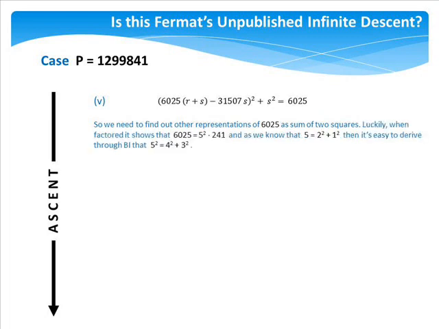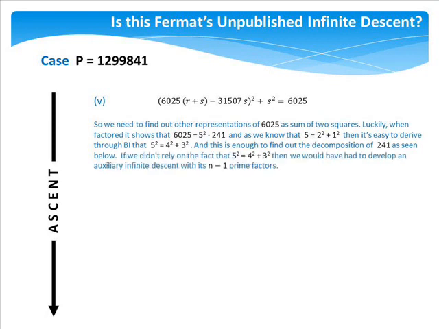Luckily, when factored, it shows that 6,025 equals 5 squared times 241. And as we know that 5 equals 2 squared plus 1, then it's easy to derive through Brahmagupta's identity that 5 squared equals 4 squared plus 3 squared. And as we already have a representation of 6,025, that's enough to find out the decomposition of 241. We'll show it below. If we didn't rely on the fact that 5 squared equals 4 squared plus 3 squared, then we would have had to develop an auxiliary infinite descent with its n-1 prime factors.